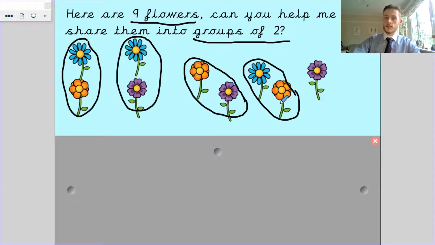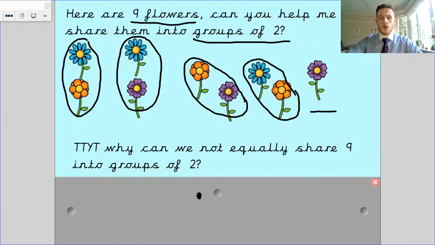Oh dear. What's happened? I had 9 flowers and I'm grouping in 2s, but what's happened? I've got 1 left over. Talk to your teddy. Why can we not equally share 9 into groups of 2? Why can't I share these 9 flowers equally into groups of 2?